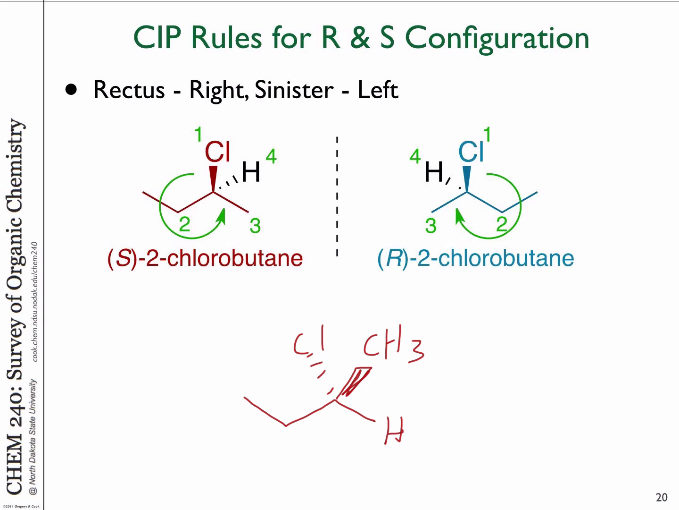Anybody? R. It is not R. It is S. See, it can be tricky. Why is it S? Well, let me rotate it so the hydrogen is pointing to the back. So I'll just rotate it just a little bit. And so I would have this, and that hydrogen goes towards the back. This group comes out, swings out towards us.